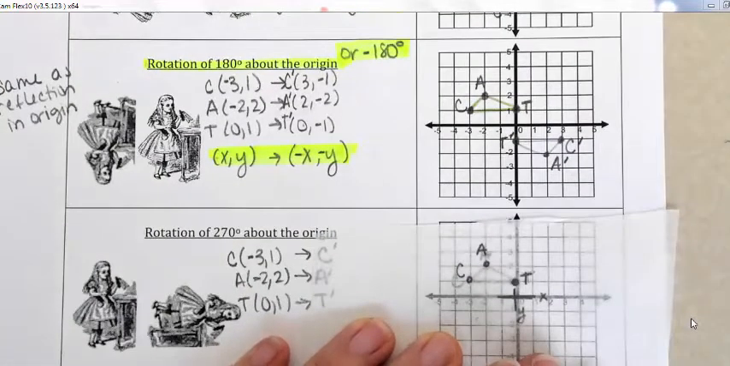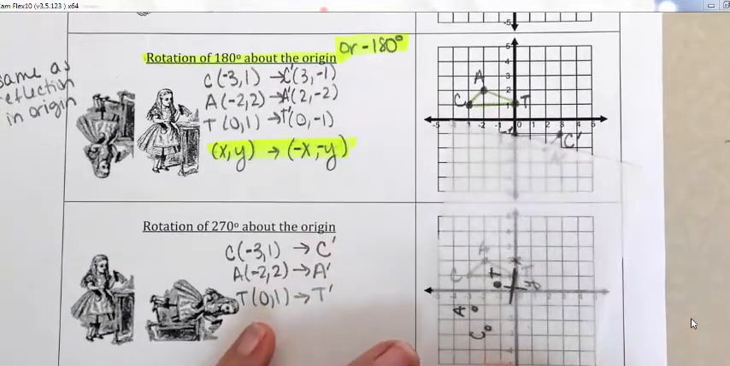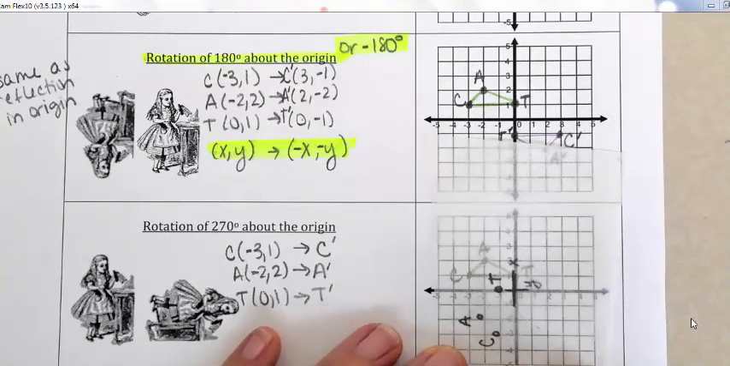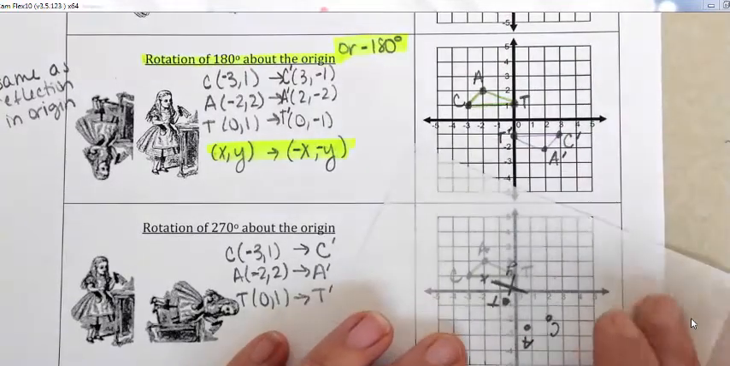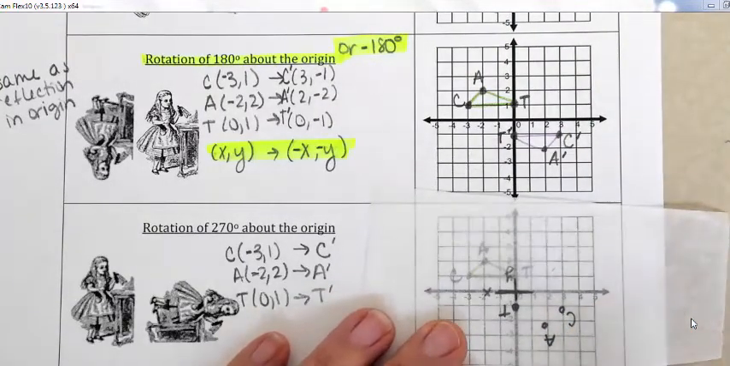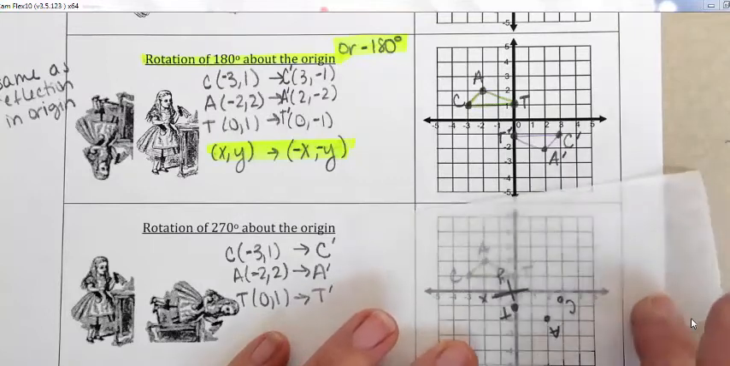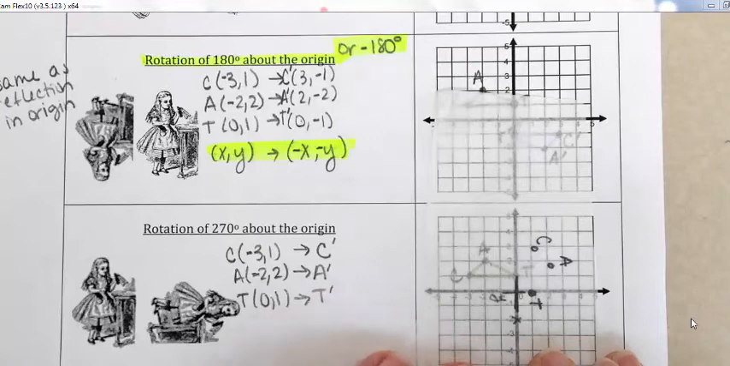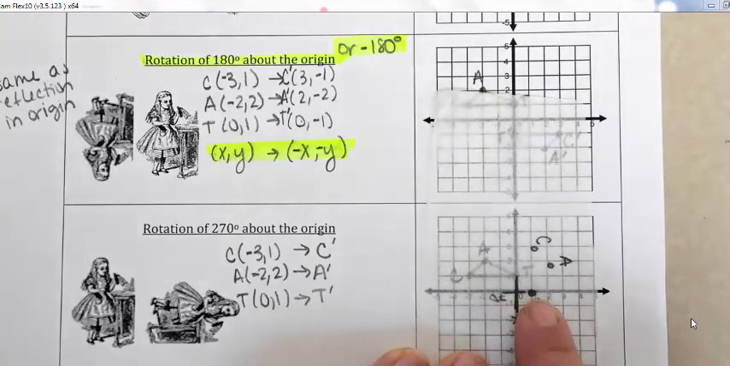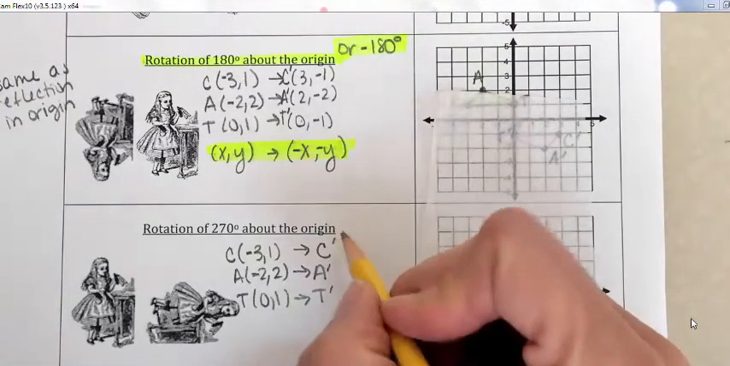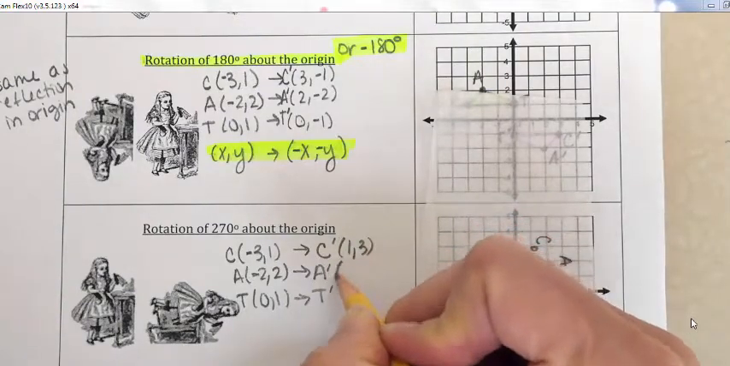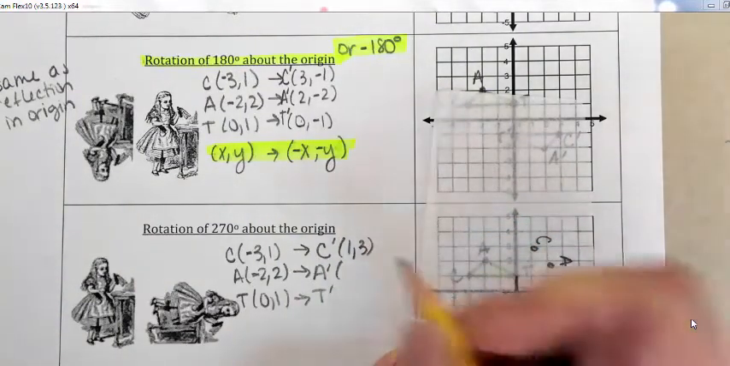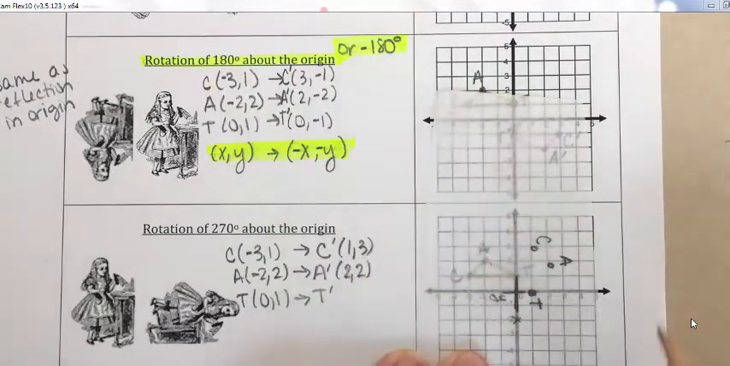Okay, so 90 degrees is one of these rotations. Okay, that was like our first one. 180, we get one more rotation here. That's like our second one. 270, we need 90 degrees more. So it looks like C prime will be 1, 3. A prime will be 2, 2. And T prime is going to be 1, 0.